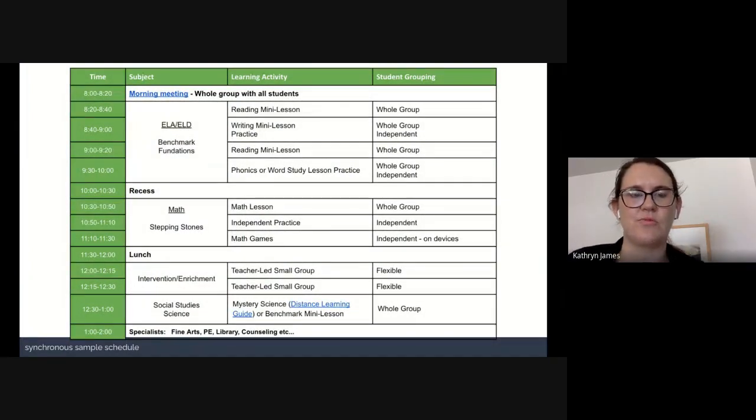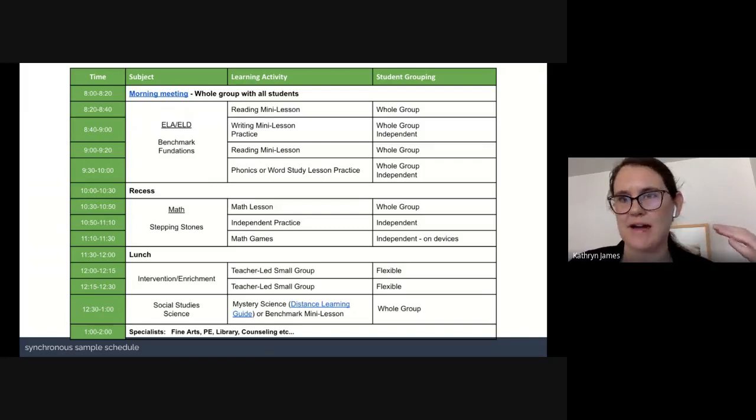So in a classroom that is in a synchronous model, all students would participate in the morning meeting. Students in the classroom would participate without a device, and then the students who are at home would log in to participate in the morning meeting. They would then move into their reading mini lesson, whole group, and then they would break into independent practice. What you're going to notice with this schedule is that there is an emphasis on whole group: morning meeting, whole group, mini lesson, whole group.